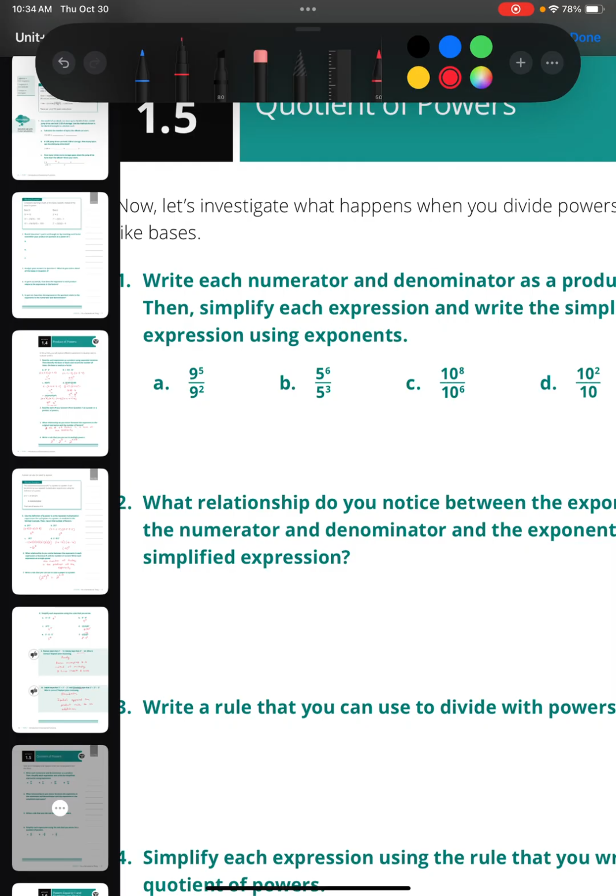So on A, we have 5 9s, 1, 2, 3, 4, 5. And then we have 2 9s in the denominator. So if we think of canceling out a 9 in the numerator for every 9 in the denominator, we could cancel here and here, and we're left with 3. So that becomes 9 to the 3rd.